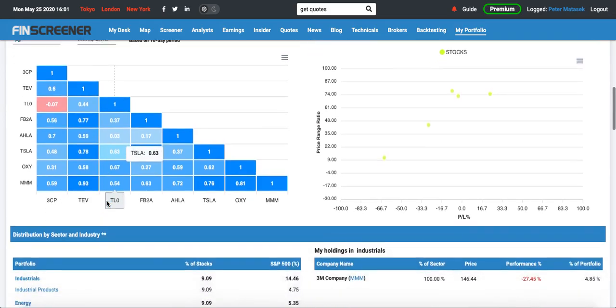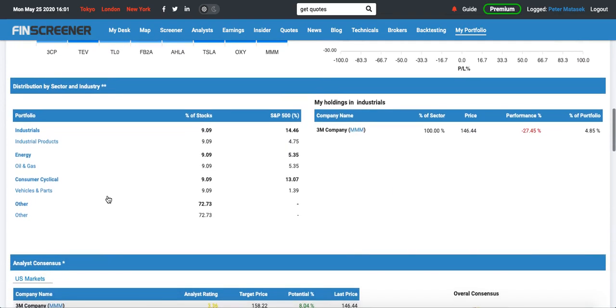The distribution by sector and industry segment shows how the stocks in the portfolio are distributed throughout various sectors and industries. You can click on each sector and industry, and then you can see the specific stocks in the particular category in the table on the right.